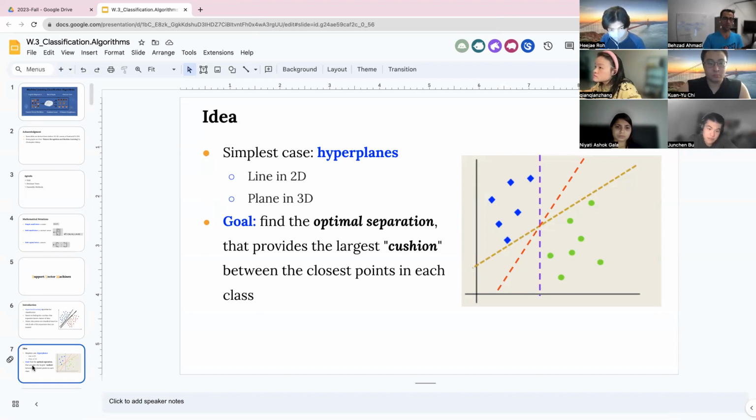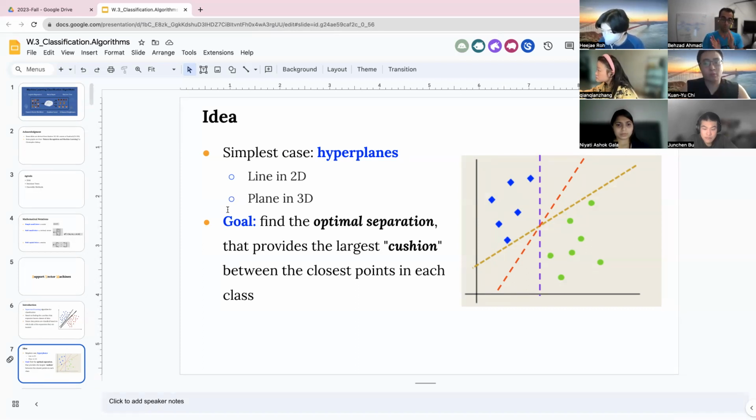And the goal here is to find the optimal separation, at least in the case of SVM, that provides the largest cushion between the closest points in each class. Okay, I'm gonna repeat this. So we are now focused more on SVM here, support vector machine. The goal for the support vector machine is to find the optimal separation, but unlike the logistic regression, the probability of each class is not the goal. The goal here is to find the largest cushion between the two classes. Okay, so largest cushion between the two classes.